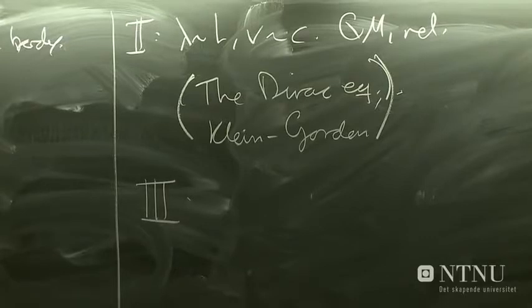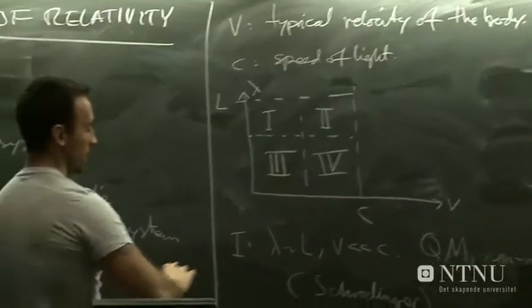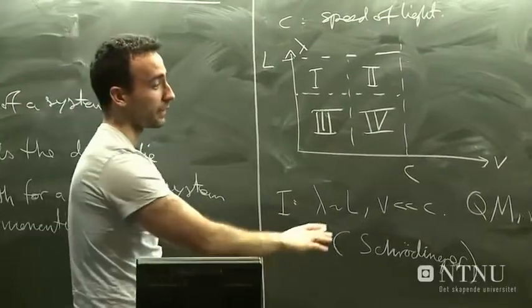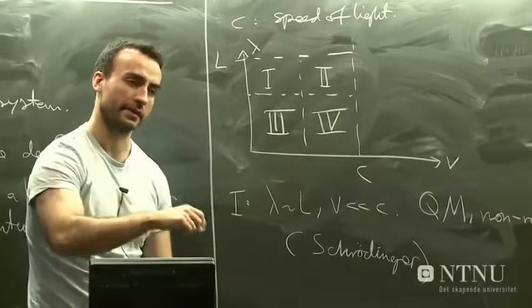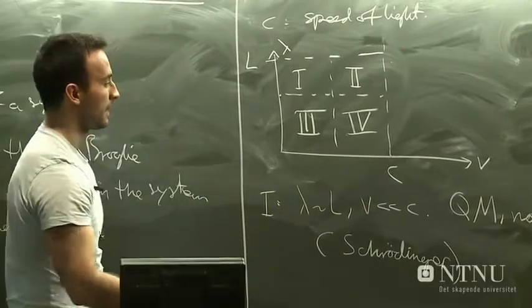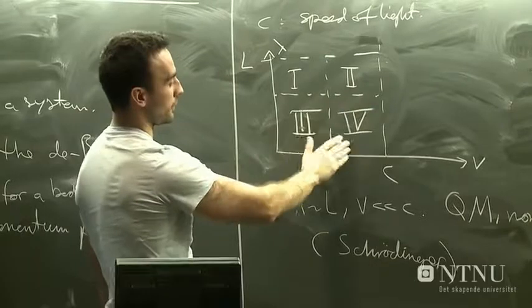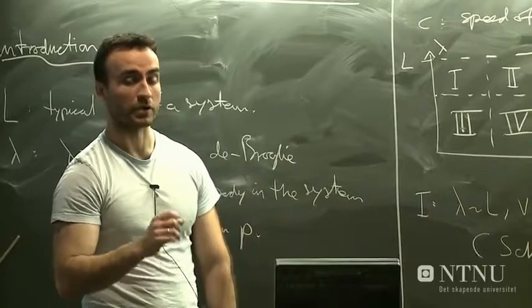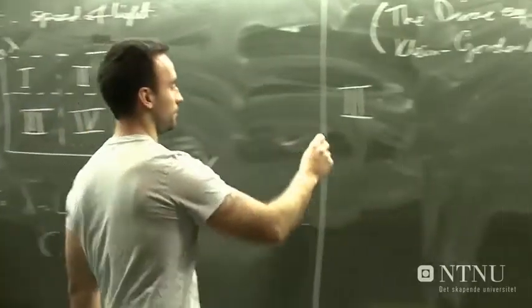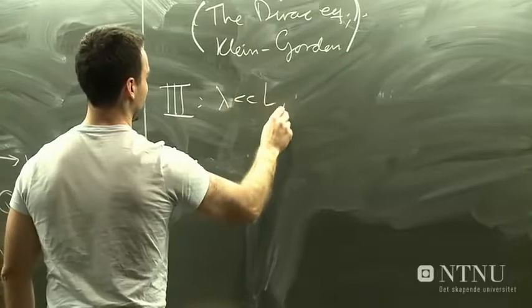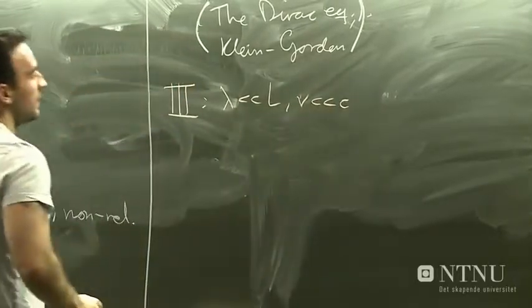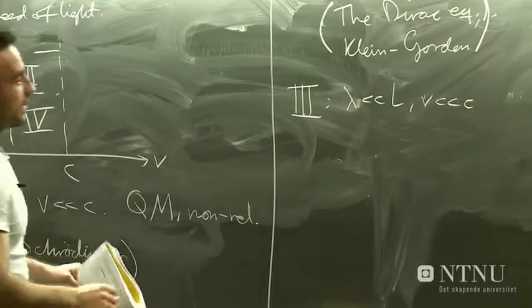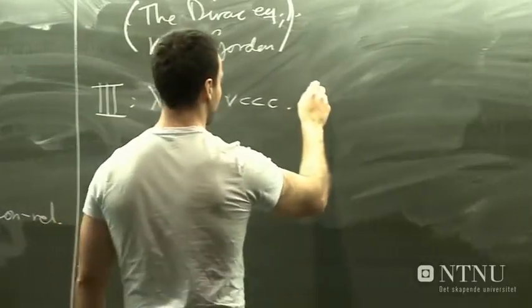All right. So whenever the system size is comparable to the de Broglie wavelength, we have to use quantum mechanics. And then depending on the velocity, we use either non-relativistic or relativistic physics. So confining our attention now to the third and the fourth region, we now have a de Broglie wavelength which is much smaller than the system size. And if the velocity is also much smaller than the speed of light, well, then we have classical mechanics.